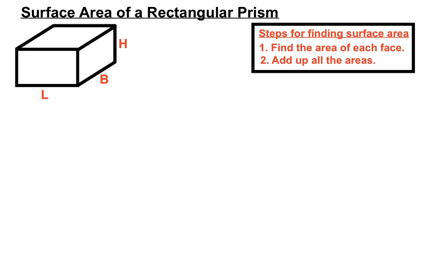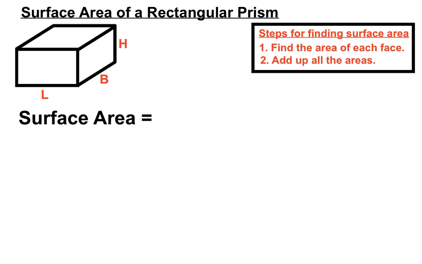Now, here is a rectangular prism. We've got length across the bottom and breadth across the bottom and height up the back there. So we'll indicate that by L and B and H: length, breadth and height.